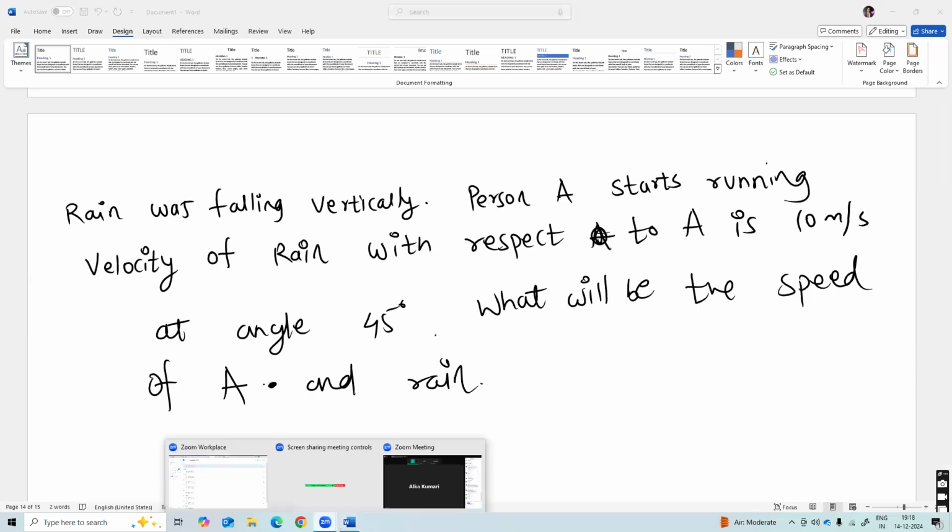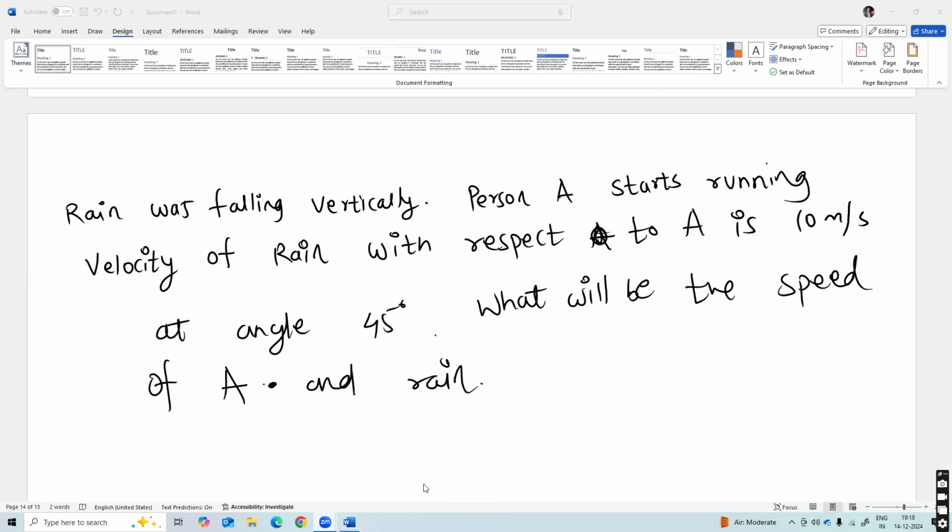I think this is a slightly tricky question. So I will give you 2 minutes to solve this question. If you are not able to solve it, then I will give you the answer. Okay. So please try to solve this question. You have 2 minutes.